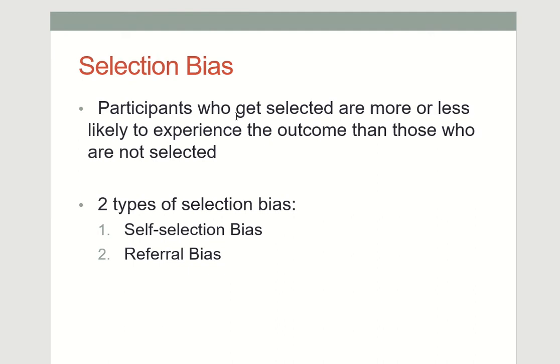Selection bias: participants who get selected are more or less likely to experience the outcome than those who are not selected. And here you have two types of selection bias: self-selection bias and referral bias. I hope the idea is clear of how selection bias works. You're getting a specific group that is not everybody, and when you compare those that are selected to those that are not selected, they do vary with regard to their outcome or their exposure.